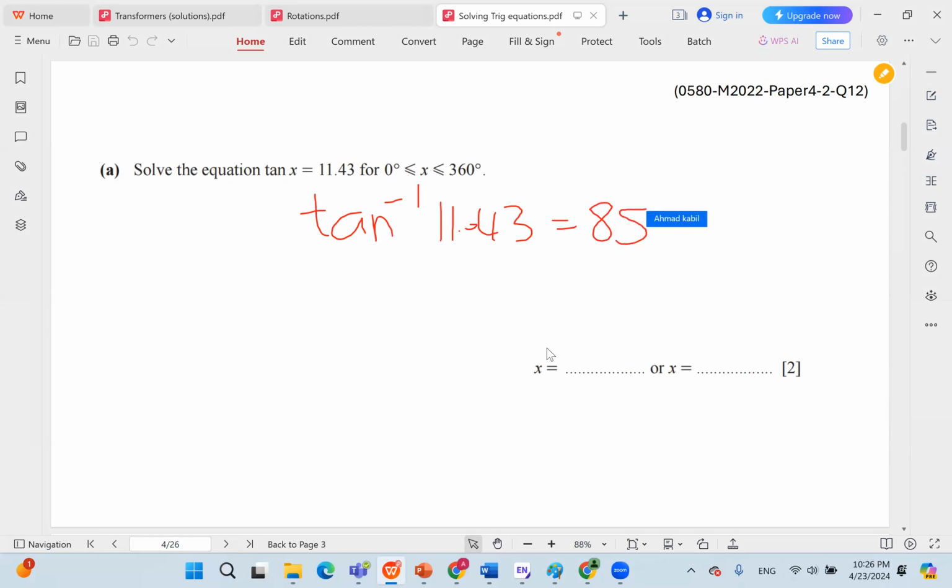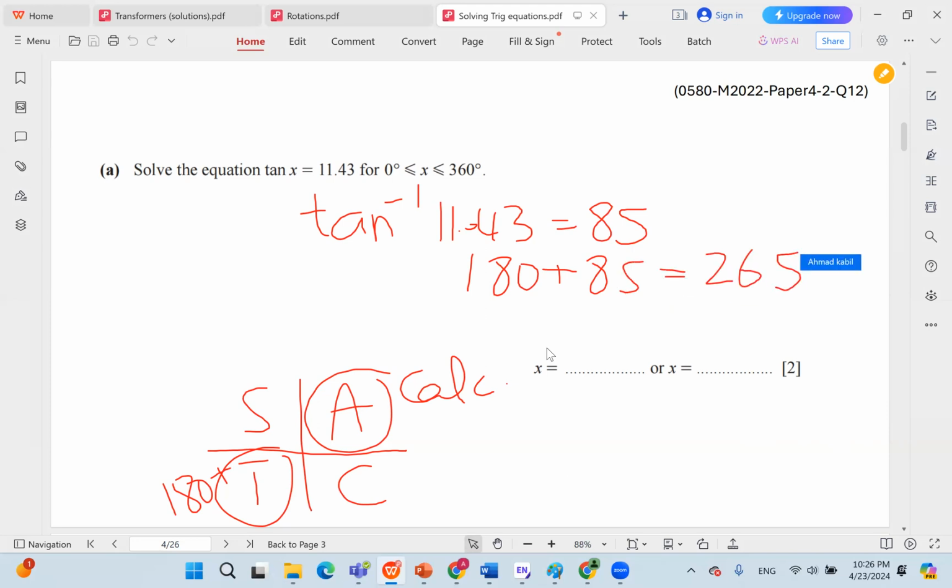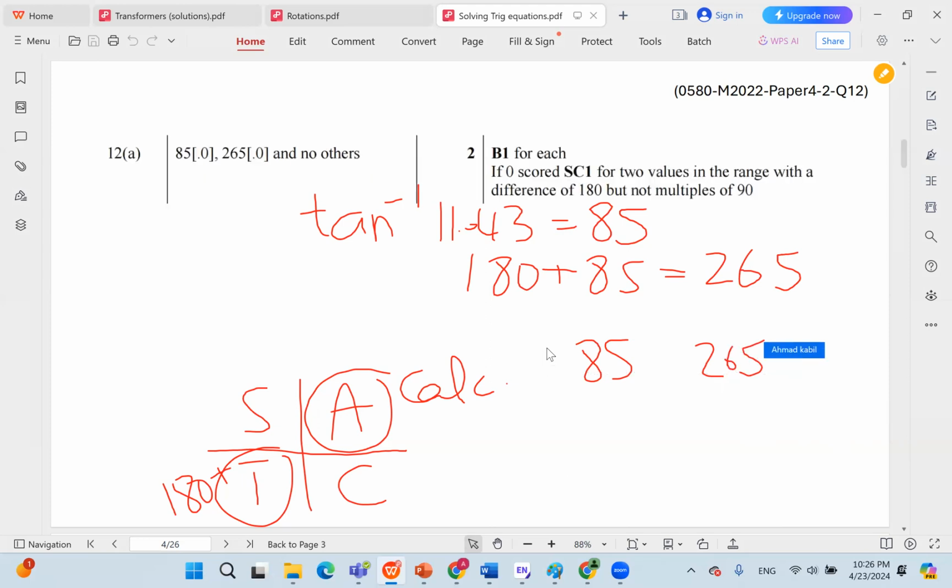And then we want to get the other value. So we remember the ASTC rule. Tan and positive gives us A and T. A is the calculator value. T is 180 plus. So we're just going to do 180 plus our answer as well. So 180 plus 85 equals 265. So it's either 85 or 265. These are the final answers.